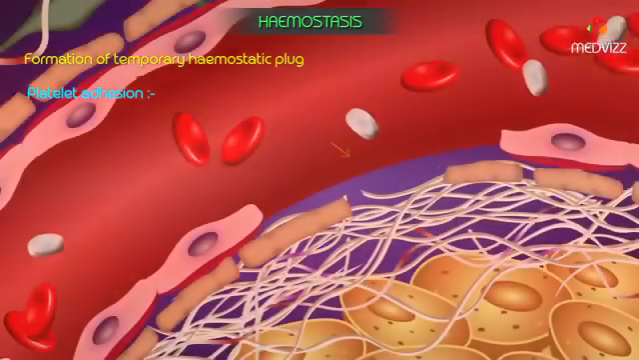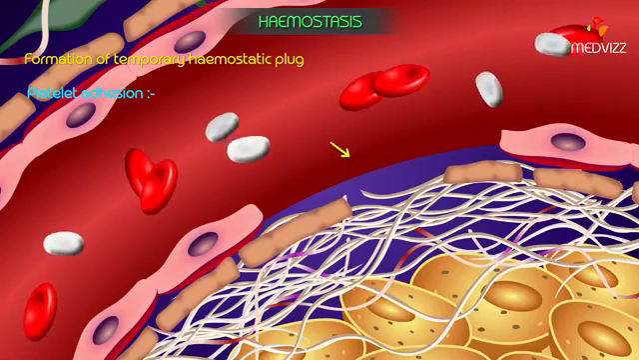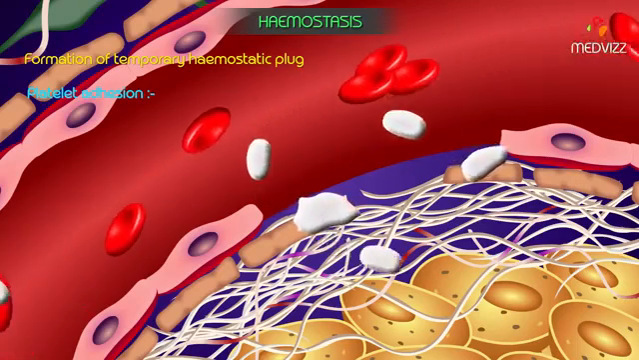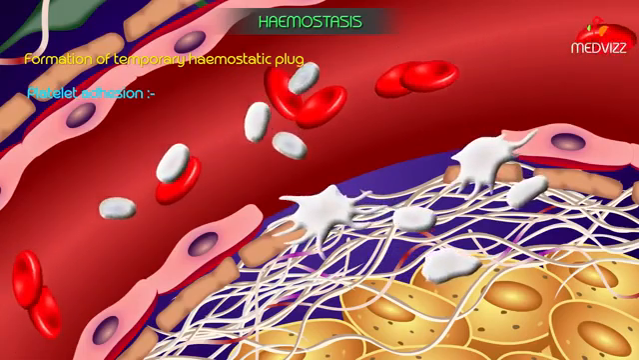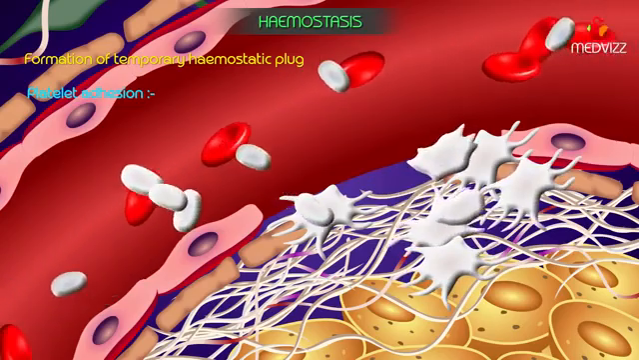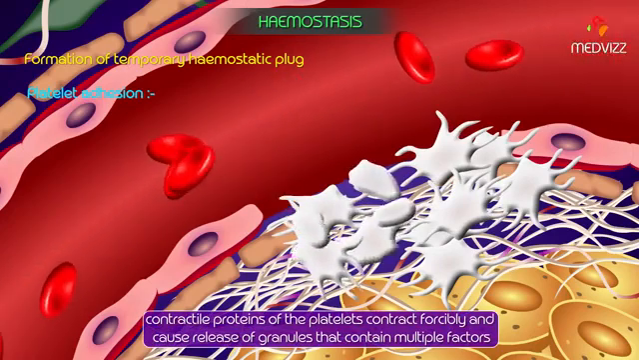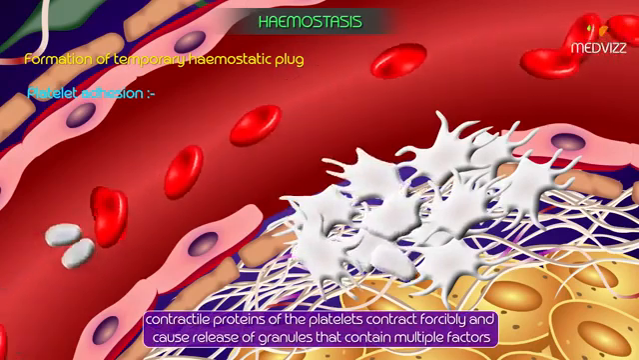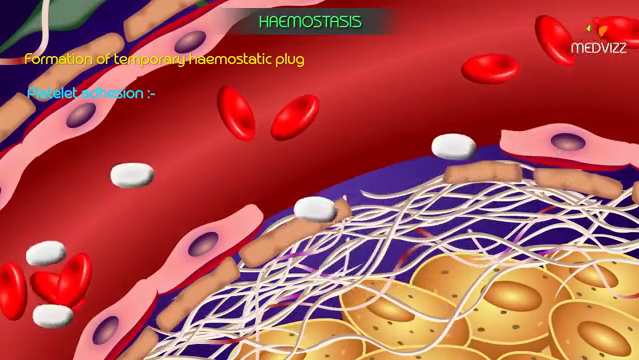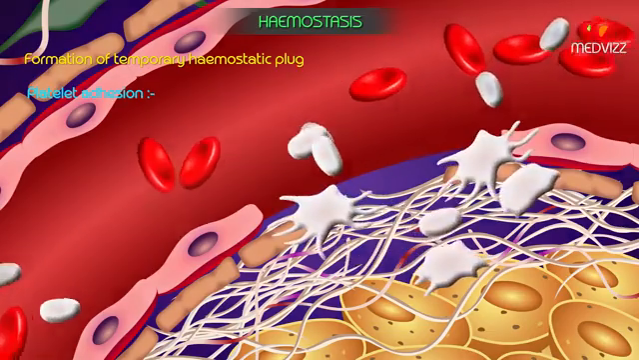Platelet adhesion. Following injury, platelets come in contact with the damaged collagen fibers and endothelial cells of the vessel wall and change their characteristics. That is, they begin to swell and assume irregular forms with large number of pseudopodia protruding from the surface. The contractile proteins of the platelets contract forcibly and cause release of granules that contain multiple factors. They become sticky and therefore adhere to the collagen of damaged cell wall and to the damaged endothelium.